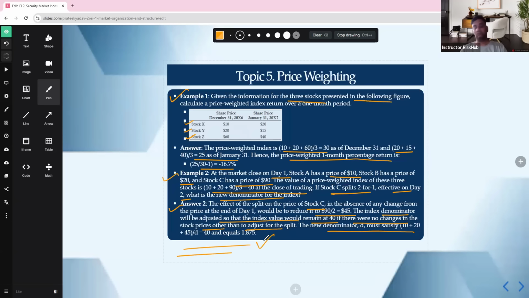So what I'm trying to put across is that in price weighting, the price weighted index is biased towards nominal price, not exactly value, and divisors ensure continuity, right? So the index denominator will be adjusted so that the index value would remain at 40, which was at the closing of the trading. And again, this divisor value is 1.875 here. So keep that in mind very, very clearly.